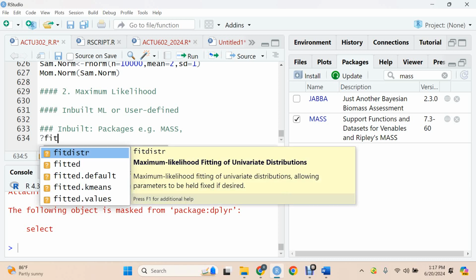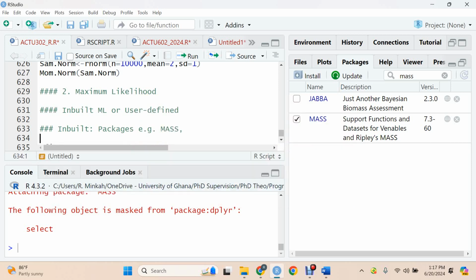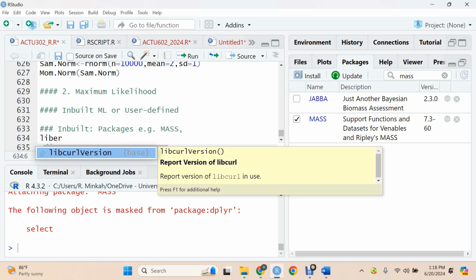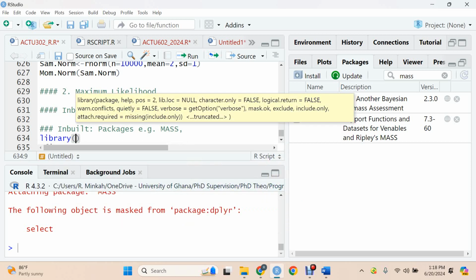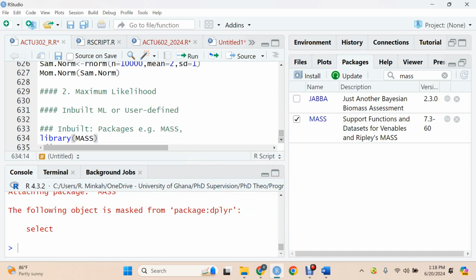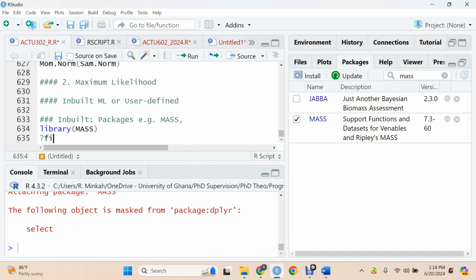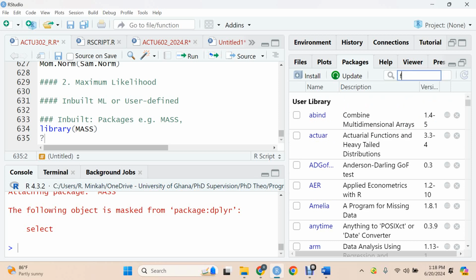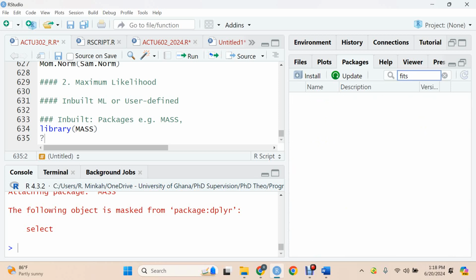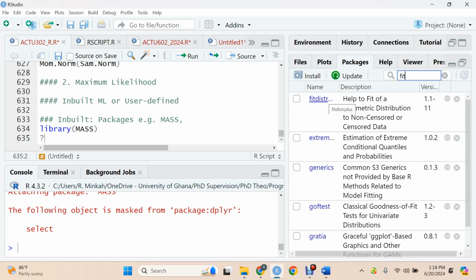It says what? Maximum likelihood fitting of univariate distributions. So for you to be able to get access to this, you need library(MASS). Is that okay? So you need MASS. So that's one. There's also a package called fitdistrplus, something like that. I think I should have it, but you need to install it. fitdistrplus. Oh, yes, so this one. Please install that.